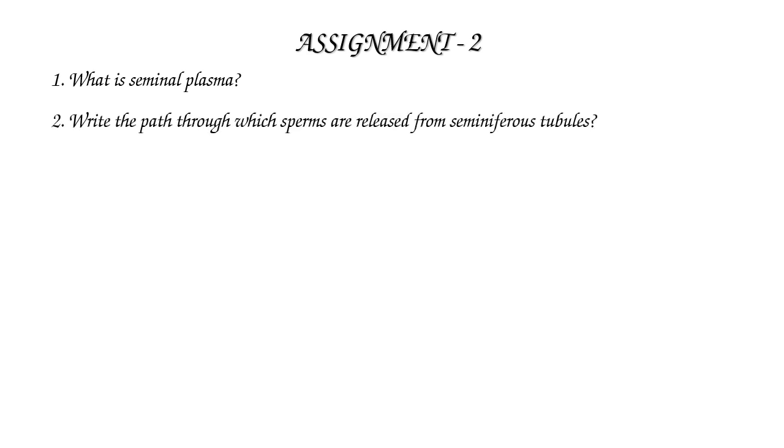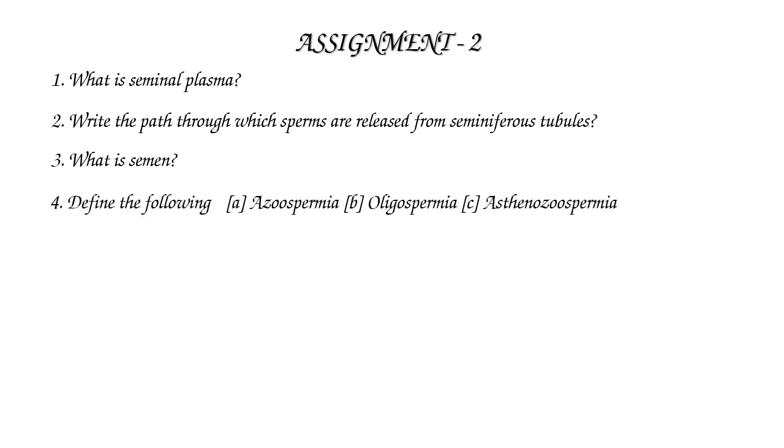Students, after proper listening of this part 2, please try to attempt this assignment number 2. The questions are: 1. What is seminal plasma? 2. Write the path through which sperms are released from seminiferous tubules. 3. What is semen? 4. Define the following: A. Azoospermia, B. Oligospermia, C. Asthenozoospermia.